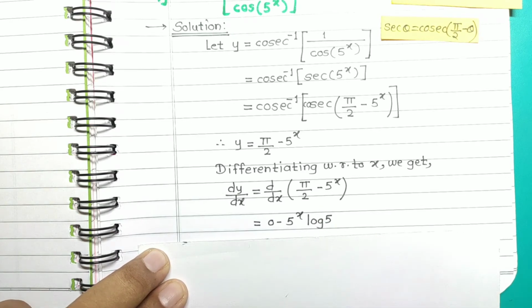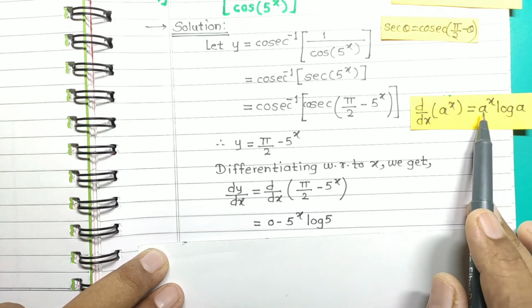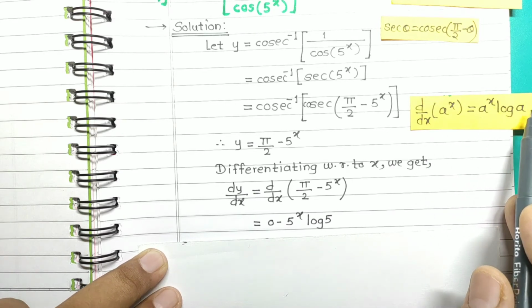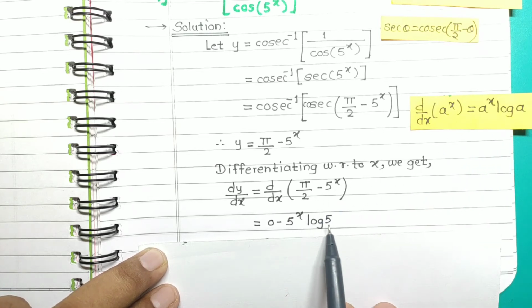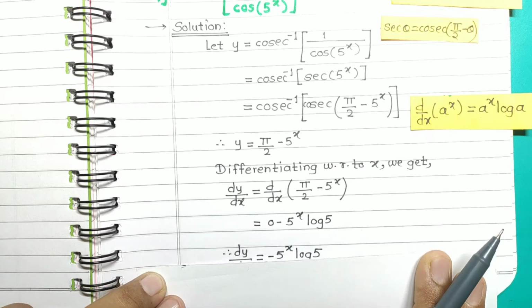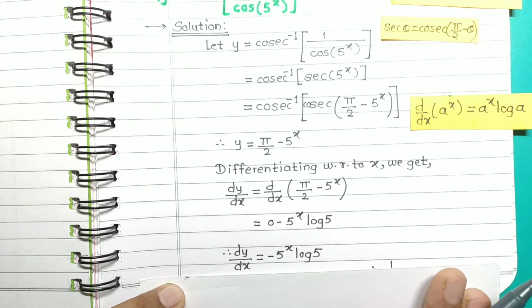This is by using the derivative of a raised to x is equal to a raised to x into log a. So here the derivative of pi raised to x is pi raised to x into log pi. So the required derivative is dy by dx is equal to minus pi raised to x into log pi.